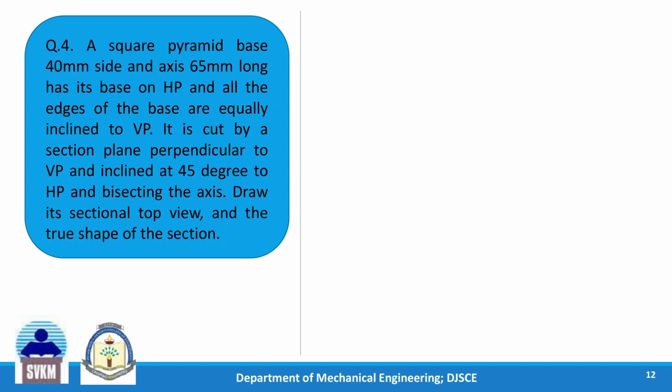Now herein, let us see the true shape. We have to draw the true shape as well, because whatever we get in the top view will not be the true shape of the section, since the cutting plane is inclined to HP. Let us see this now. Let's try to imagine this solid.